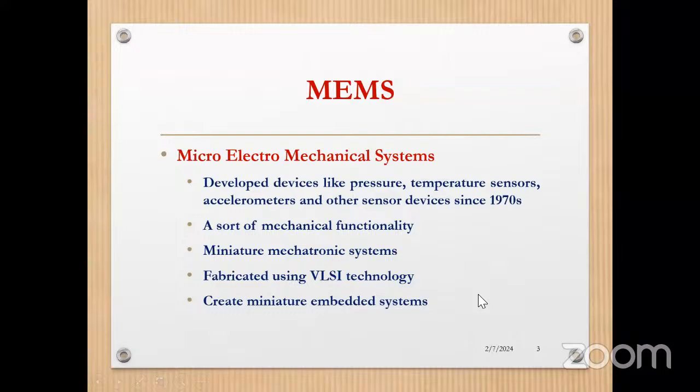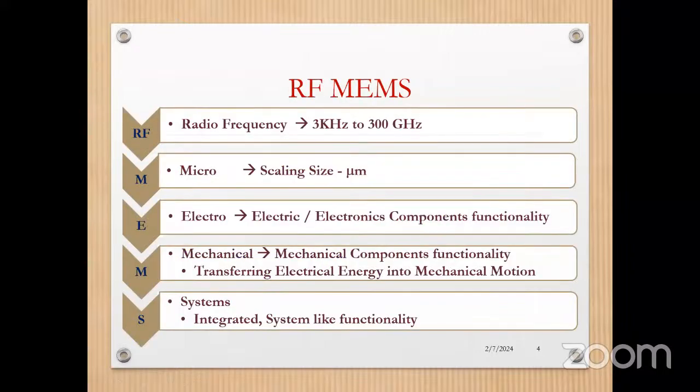So let us see what is MEMS first. The first word in MEMS is micro. As I have told you, micro represents the scaling of the device. The scaling typically ranges from 1 micrometer to 1 millimeter. You can imagine the size of any component ranging from 1 micrometer to 1 millimeter.